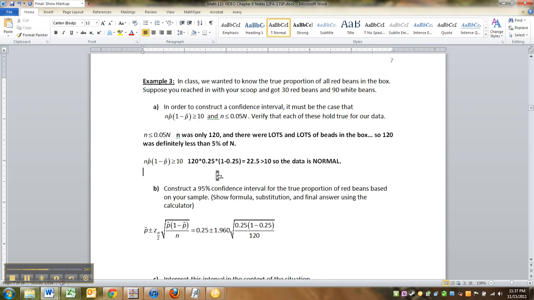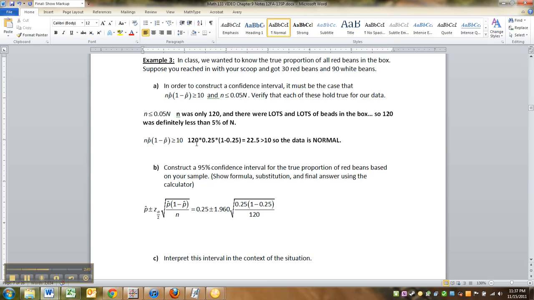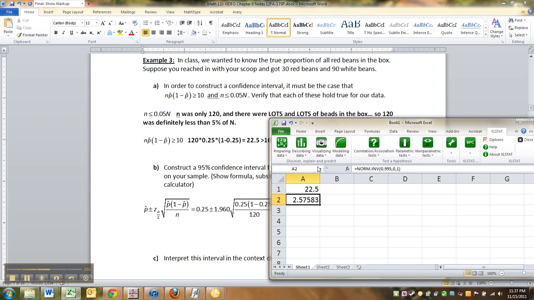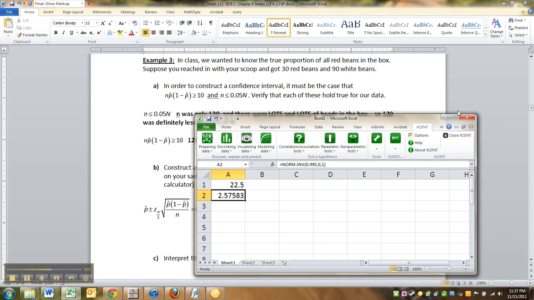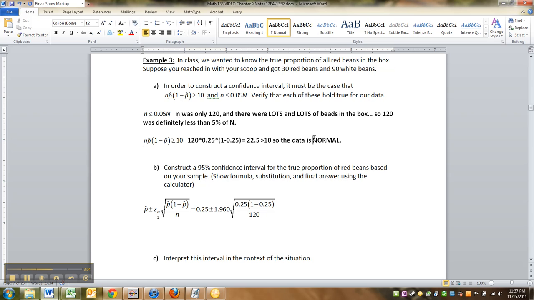All right, then you want to check that n times p times 1 minus p is greater than 10. And I did that with Excel right here. 120 times 0.25 times 1 minus 0.25, and it makes 22.5, which is indeed larger than 10. That ensures that the data is normal. Well, it ensures that the sampling distribution of sample proportions approximates a normal distribution, if you want to get technical about it. But suffice to say that we get to use the normal distribution.